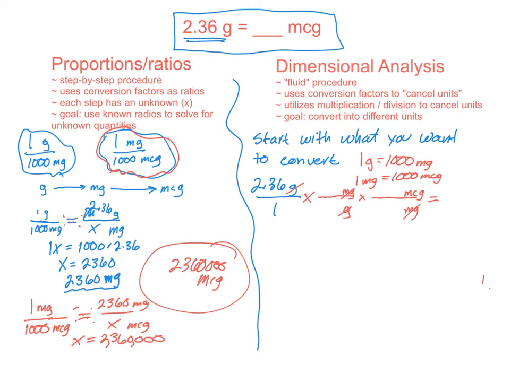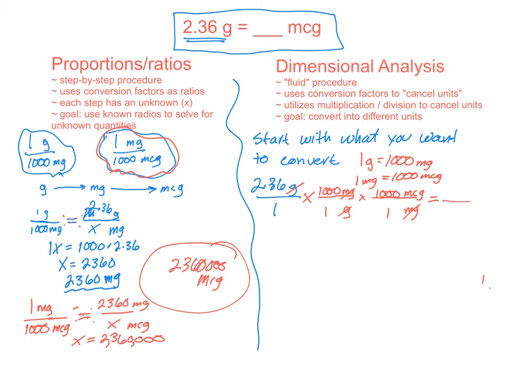I'm using multiplication here. Multiplication, not equal to. These are not equal to signs. And I'm not going to have any x's in here. These are all known values. Specifically, I know there's 1 gram in 1,000 milligrams, and 1 milligram is equivalent to 1,000 micrograms. So now there is no cross multiplying here. I multiply the numerators, 2.36 times 1,000 times 1,000.